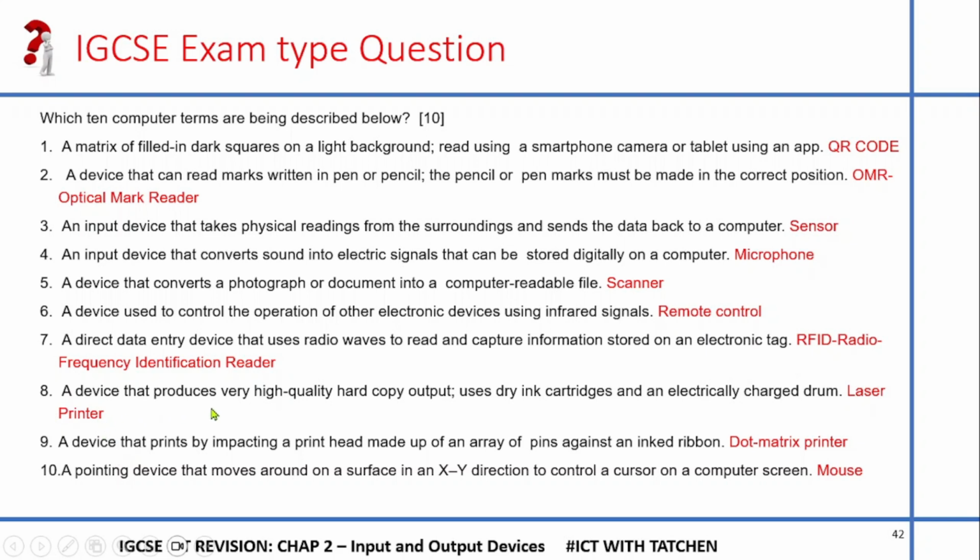A device that produces very high quality hard copy output, uses dry ink, cartridges, and an electrically charged drum: laser printer. So that is something you should know. A device that prints by impacting a print head. Impacting, that's your keyword, the impact printer or dot matrix printer. So a dot matrix printer is an impact printer, you should know that. Then a pointing device that moves around on a surface in XY direction to control a cursor on a computer screen. You should know that.